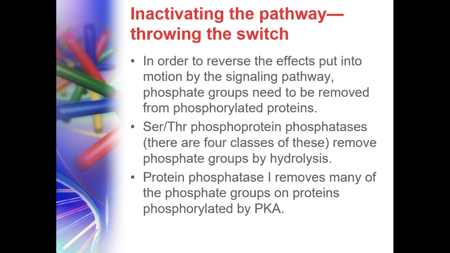So we've put into motion this signaling pathway, but we need to throw the switch in the other direction. If we're going to use glycogen metabolism as an example, an organism will switch from the fed state to the fasted state or fasted to fed state. So we need to be able to turn on the pathway, but we need to be able to turn it off when the signaling event is over. So there are lots of phosphatases. There are 4 classes of phosphatases that remove phosphate groups by hydrolysis. So protein phosphatase 1 removes many of the phosphate groups in proteins that were phosphorylated by protein kinase A.